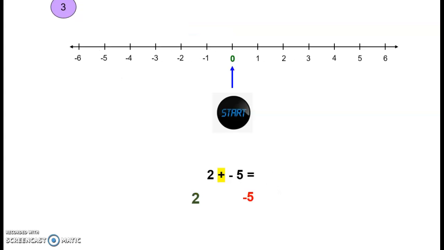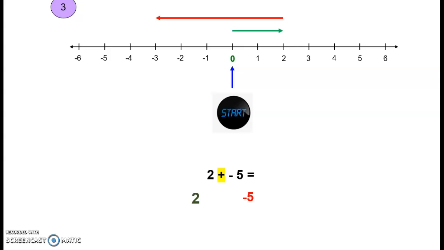Here's our last example. We have still 2 moves. We're going to move in the positive direction 2, followed by a move in the negative direction 5. So start at 0, right 2. Now from there, we have to go in the negative direction 5. So now we're turning around. If we were playing a game, we may consider this going backwards. So we're going back 5.